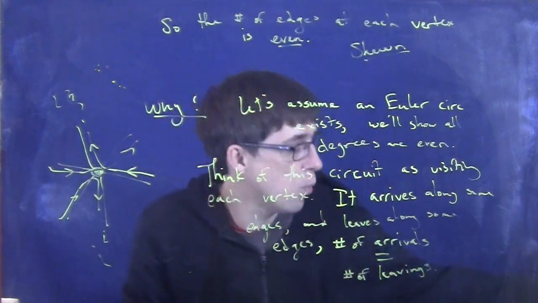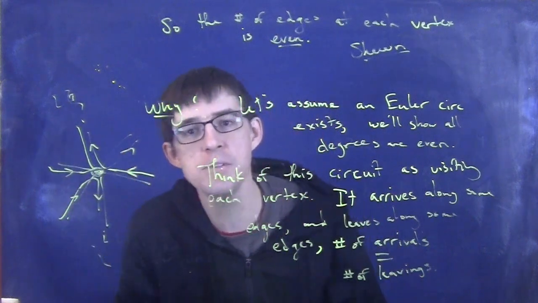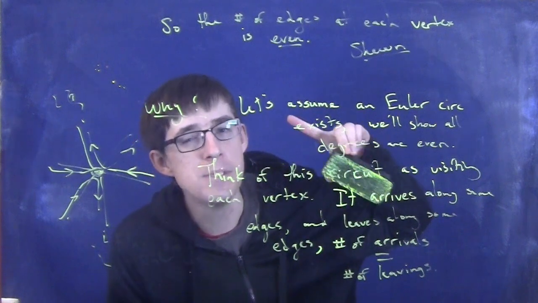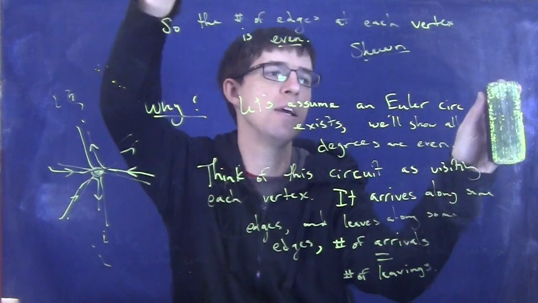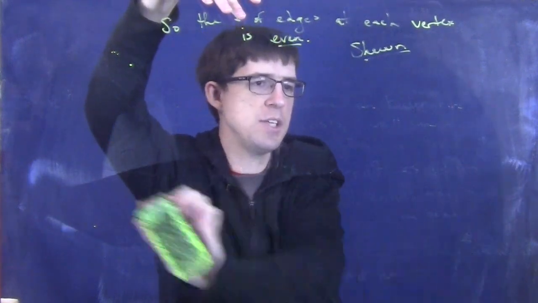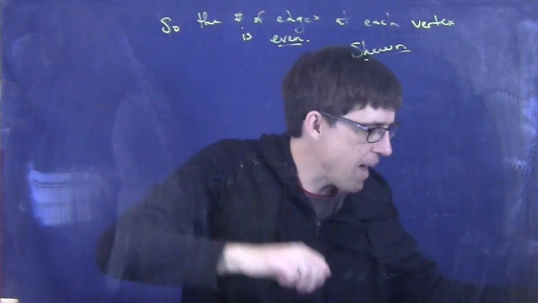All right, this is why Euler's theorem is true. And I promise you that if you understood the reasoning behind it, this would actually allow you to make new deductions. If you follow my reasoning here, we can actually say something about Euler paths.